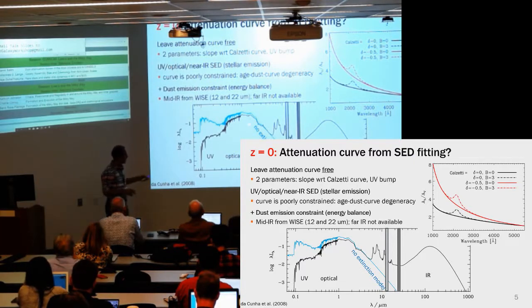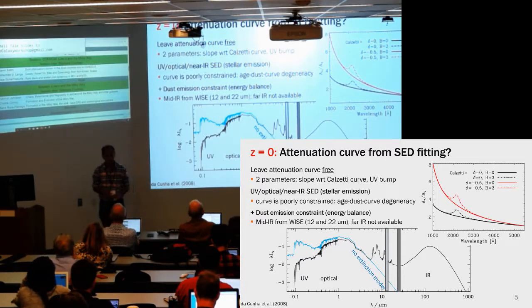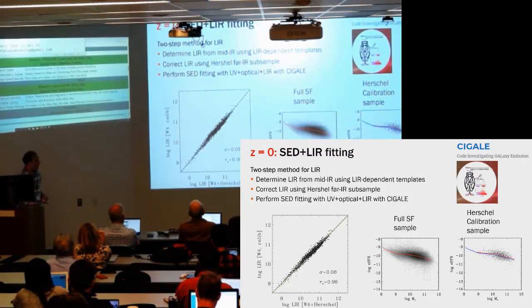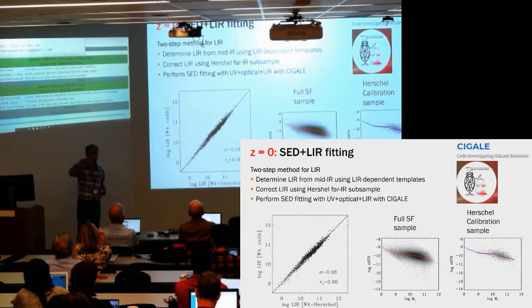Okay, instead of trying to actually do the SED fitting of the infrared SED, which has no information for the far infrared, we use luminosity-dependent templates and just the 22 micron point to figure out what the infrared luminosity is on its own, without any SED fitting. And then we use this infrared luminosity as a constraint in the SED fitting.